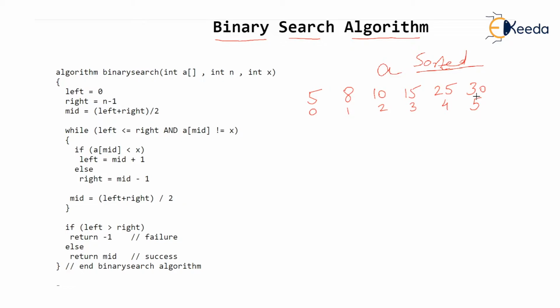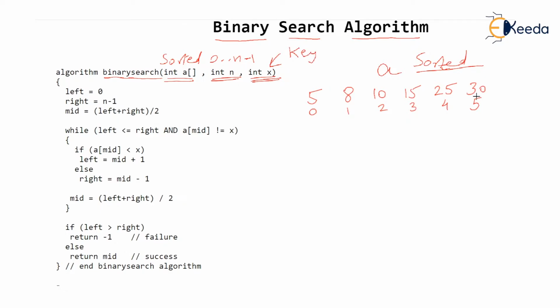Okay, let's see. The binary search algorithm will receive an array. Of course, the array is sorted, and it will receive the size of the array. N is the size of the array, so the elements are 0 to n minus 1. And it will receive the key which we want to search. Let this key be equal to x.